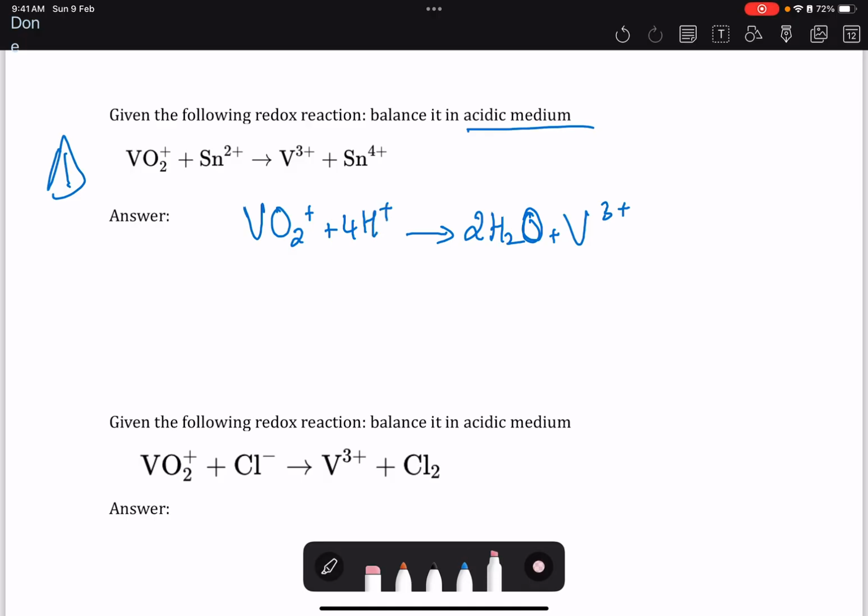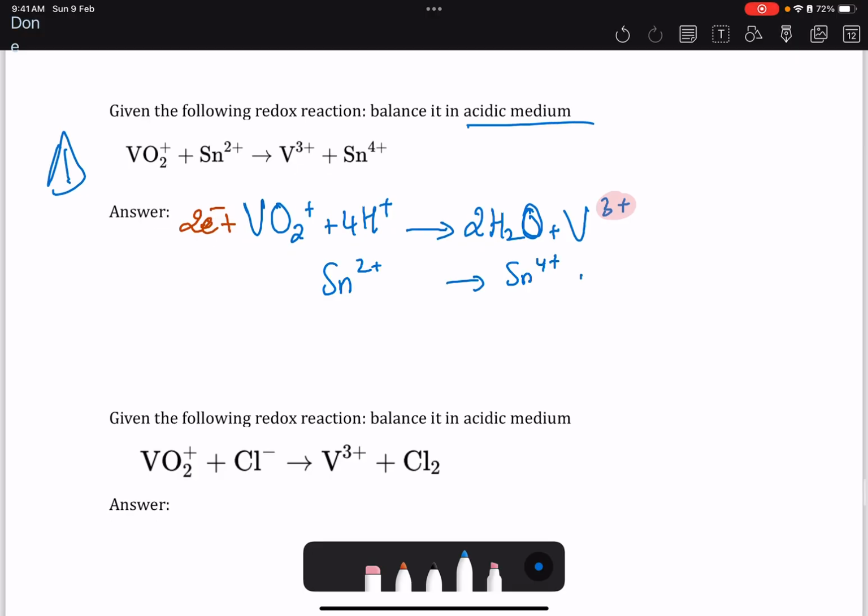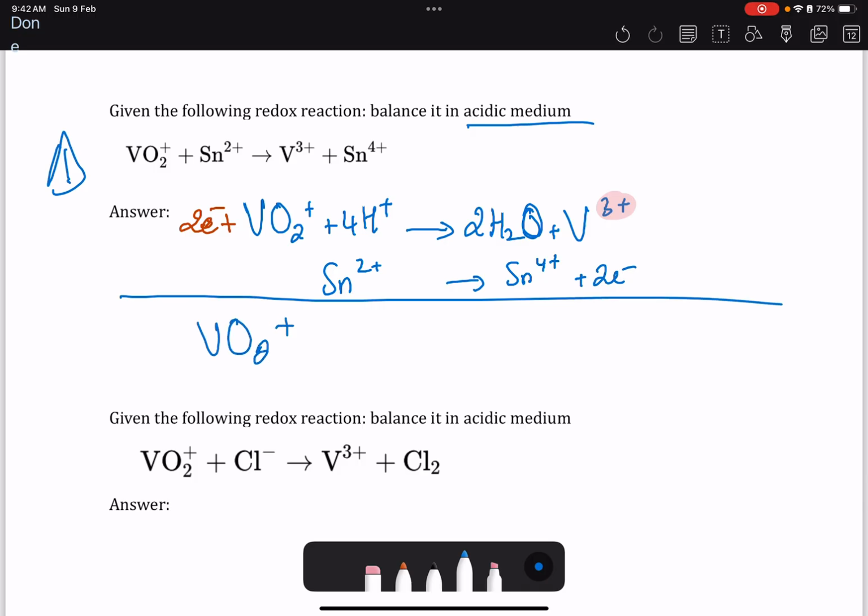Now let's count the charges. I have 3 plus on this side, and I have 5 plus on this side. So this is the higher side. I'm going to add 2 electrons to drop the 5 to 3. The next one is Sn2 plus to Sn4 plus. Everything is balanced. We only need to add electrons in order to balance it. Finish. That's it. We are going to add these two equations together.